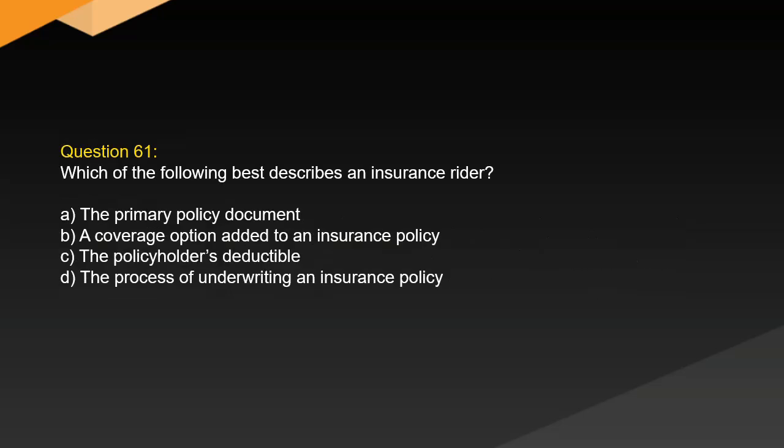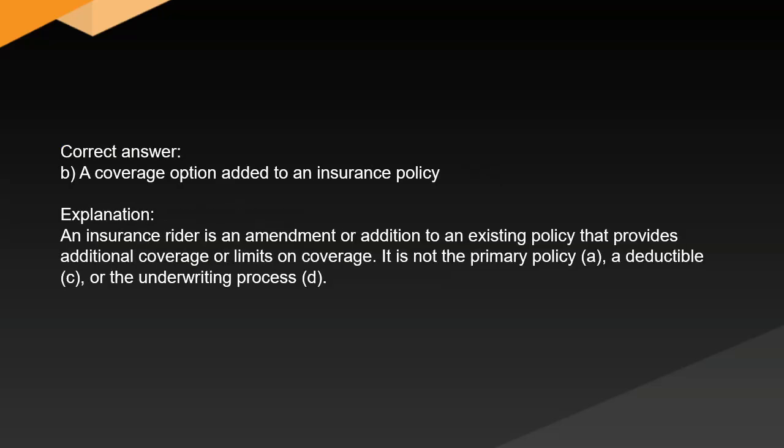Question 61. Which of the following best describes an insurance rider? A. The primary policy document. B. A coverage option added to an insurance policy. C. The policyholder's deductible. D. The process of underwriting an insurance policy. Correct answer. B. A coverage option added to an insurance policy.